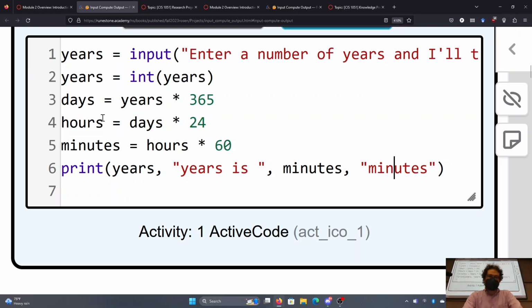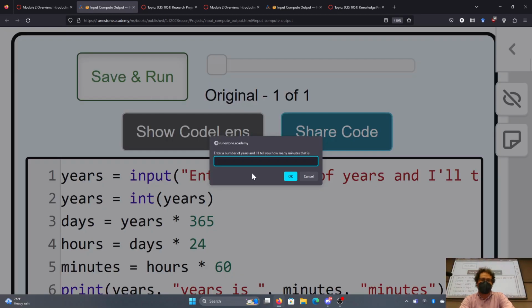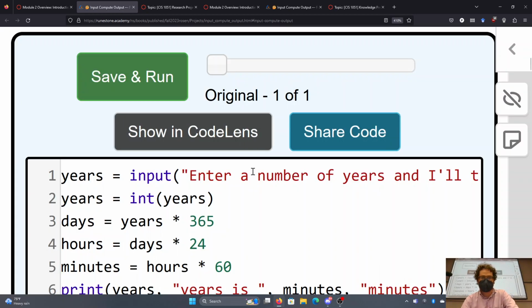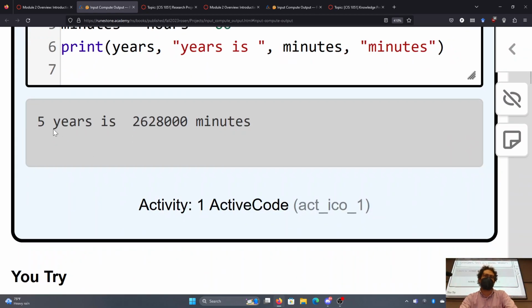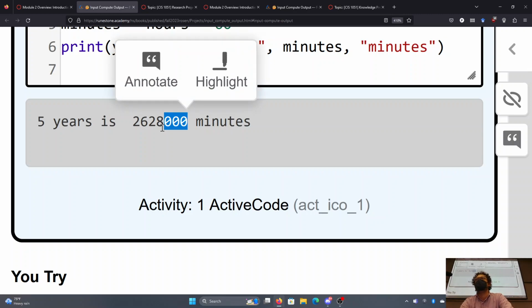So the idea here is that if I run this program, given the number of years, like 5 years, it will tell me how many minutes that is. 5 years is 2.6 million minutes, which seems like both a lot and not that much at all, because minutes are pretty short.